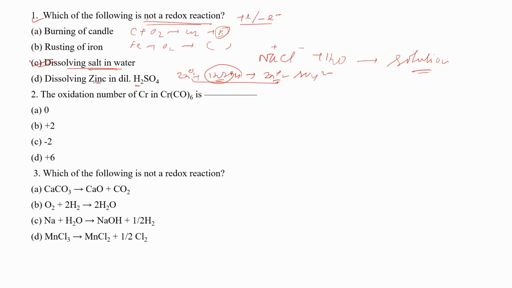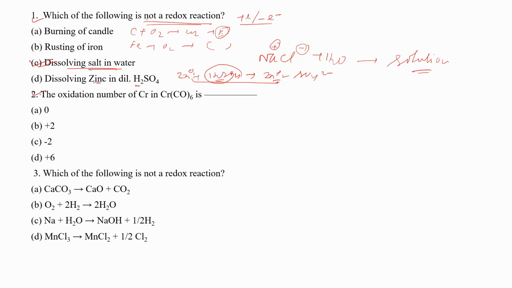In the solution medium, it always acts as a cation and anion, Na+ and Cl-. So the oxidation state of sodium and the oxidation state of chlorine do not change. No electron is gained, no electron is lost. So it is not a redox reaction. So option C is the correct answer.